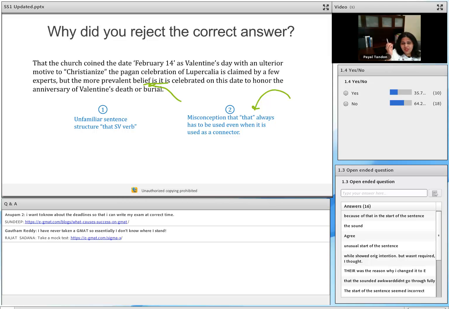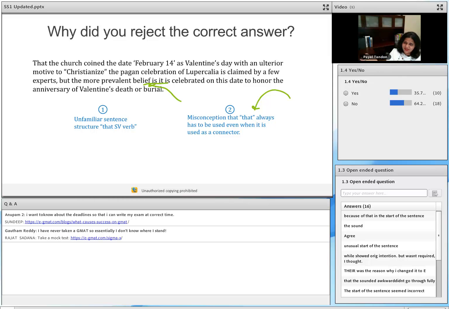Okay, so again, when you are reviewing the solution, in your error log, or in the notes of this question, you need to make a note that I rejected this answer choice because I felt that the sentence structure was not familiar. So I need to make a note of such sentence structures, that these are acceptable structures. The second reason was, I had the misconception that that needs to be there, but it can be omitted. So again, I need to make a note of that.